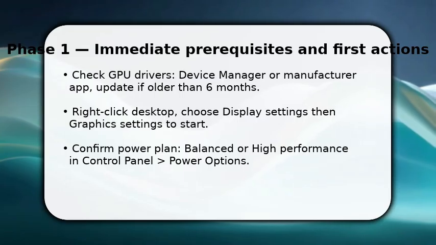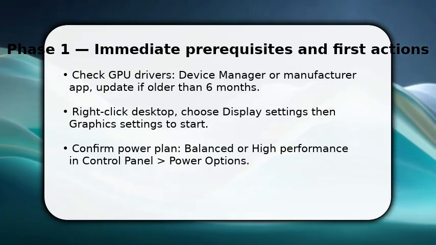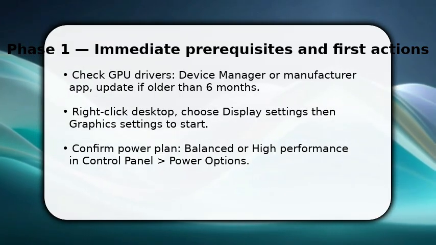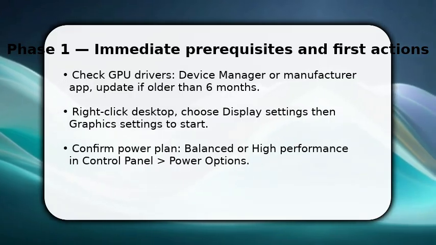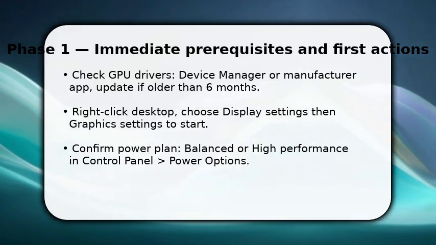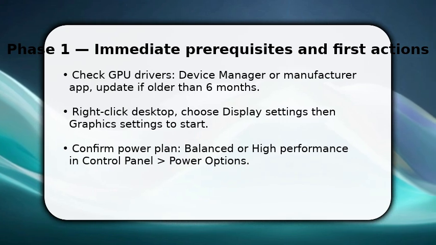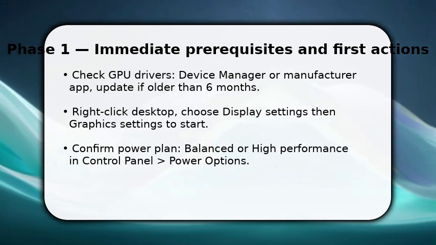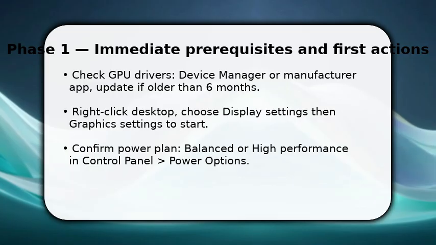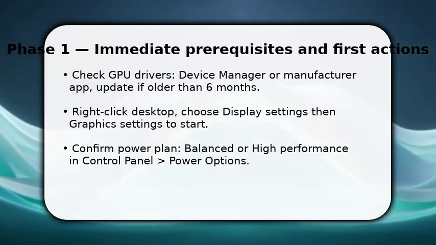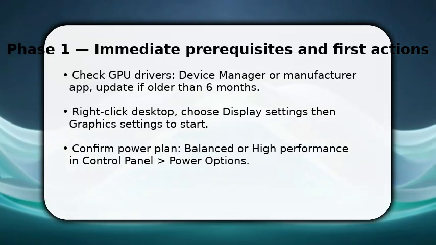Make sure your power plan is set to Balanced or High Performance in Control Panel. This affects GPU behavior. You need administrative rights. If prompted, accept. Now add the app or game executable you want to change and select it to edit GPU preference.